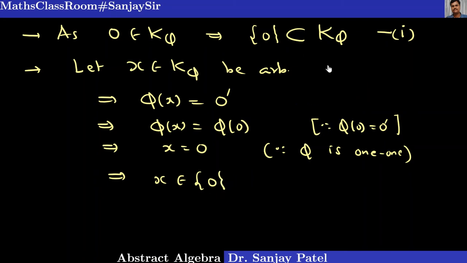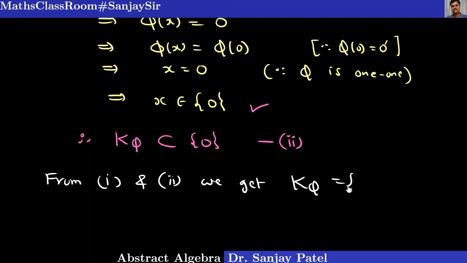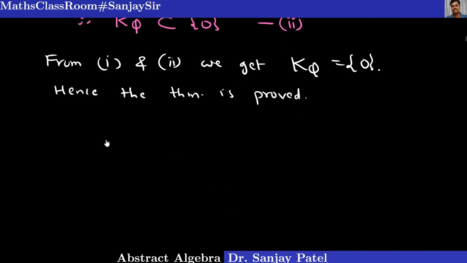I have started with x belongs to K phi, and I have proved that x belongs to singleton 0. So therefore, this K phi a subset of singleton 0 is proved. And from 1 and 2, we get K phi is equal to singleton 0, and hence the theorem is proved. What we have proved is phi is 1-1 if and only if its kernel is singleton 0. So for a 1-1 function, the kernel always contains only the 0 element.